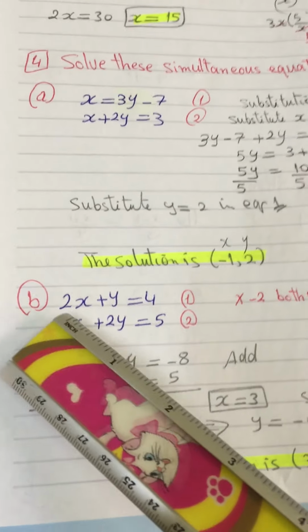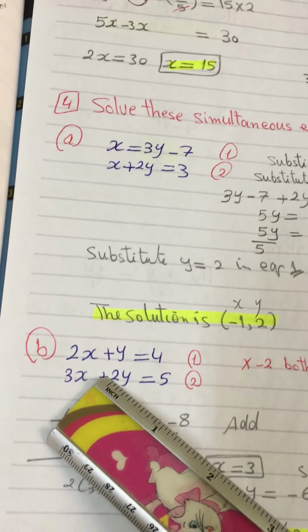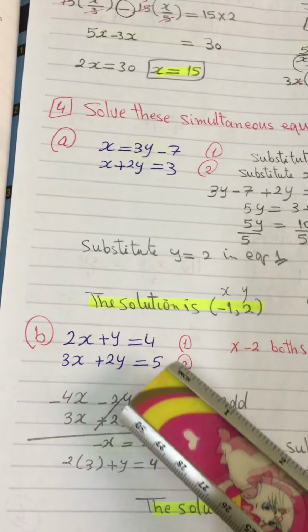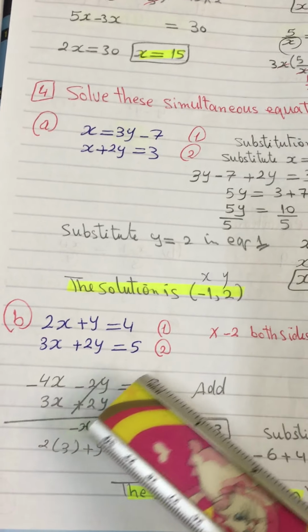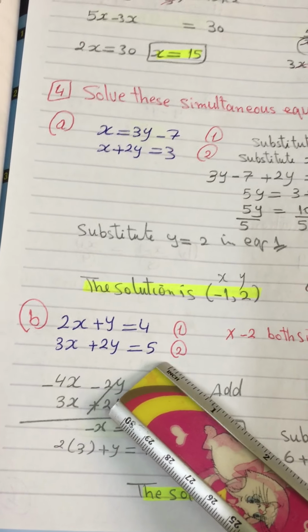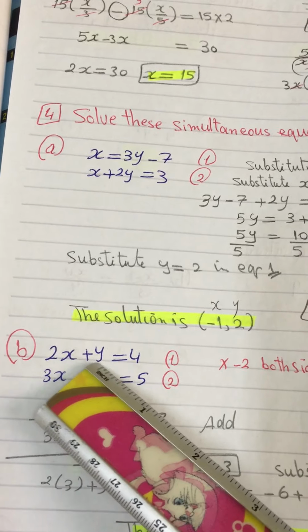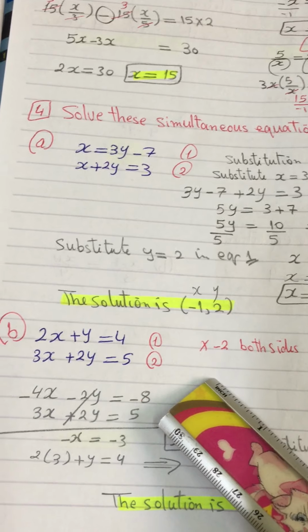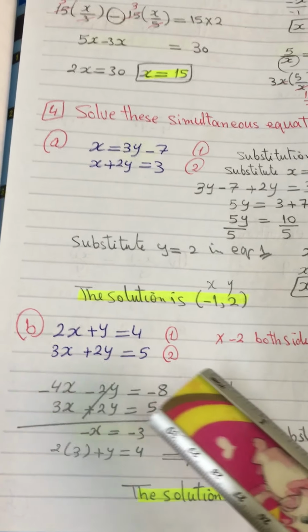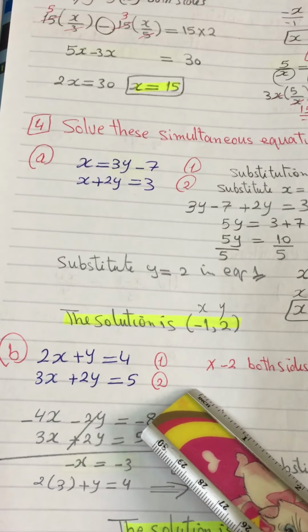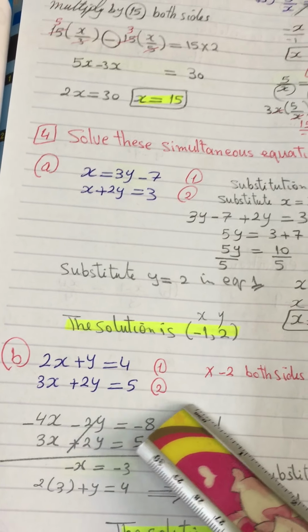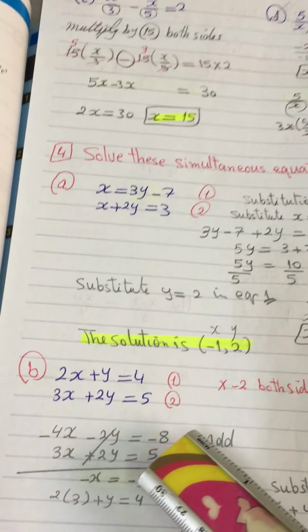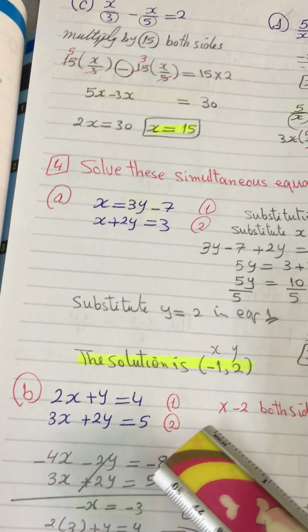In this simultaneous equation, 2x plus y equals 4 and 3x plus 2y equals 5. Label the equations 1 and 2. I want to use elimination, or it's up to you. You can say here in this equation y equals 4 minus 2x. But I did the second way, elimination. In case of elimination, we cancel one variable when the numbers before the variable are the same, but one positive and one negative.